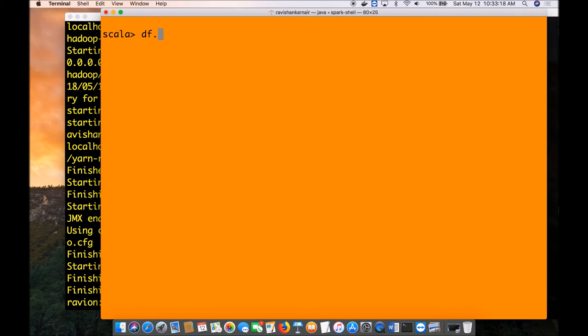What you will write: df.write.mode("append").json(...). I am going to give the file. What is the file? file:///Users/... Does it need to be HDFS? No. Users, users, and then what is the directory? data/. Let me create a directory, my result. Today is May 12, so May 12 is the directory that I am going to create. It should be a directory, not a file name. So I am telling it: write mode append and JSON.